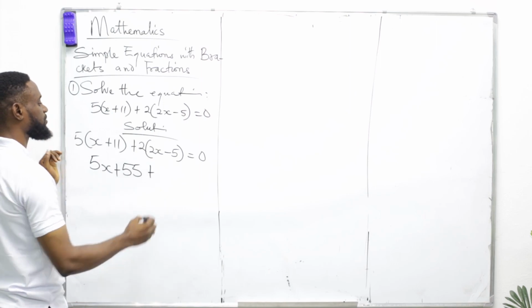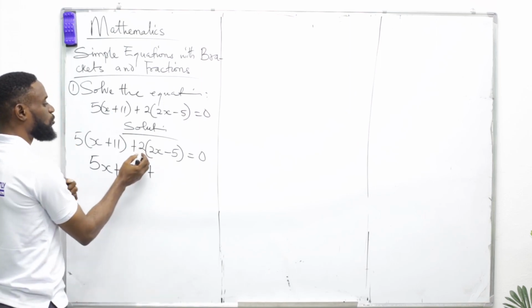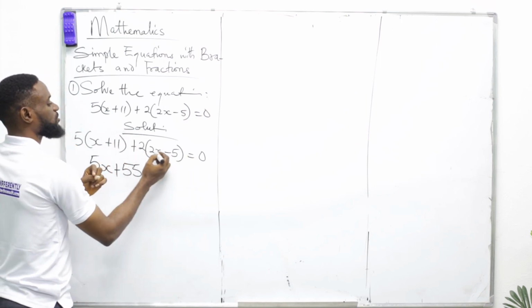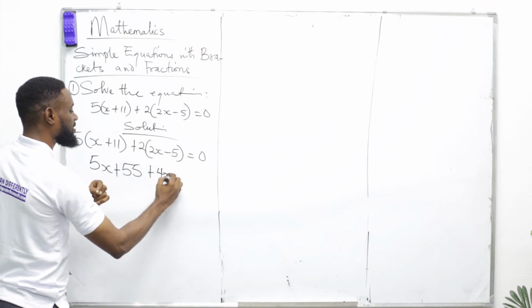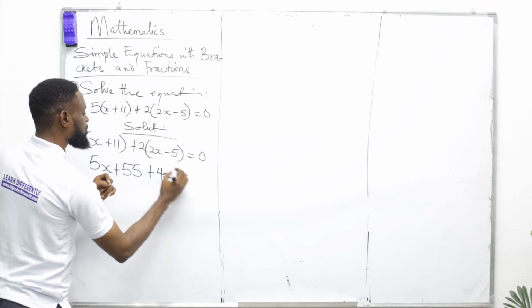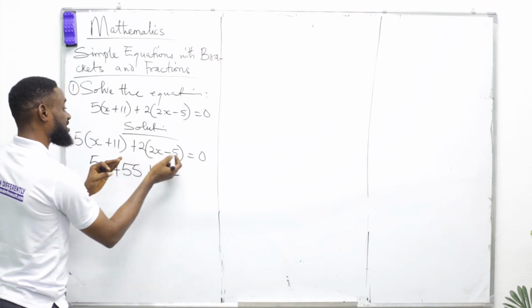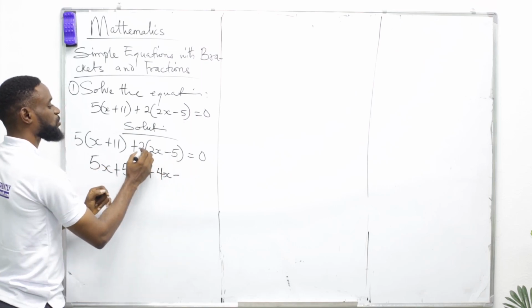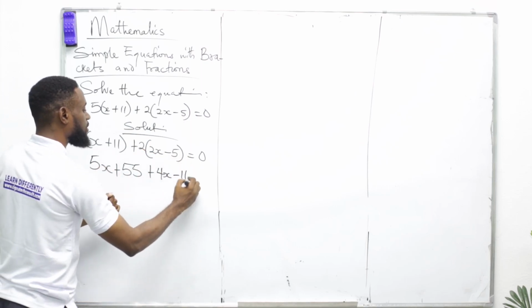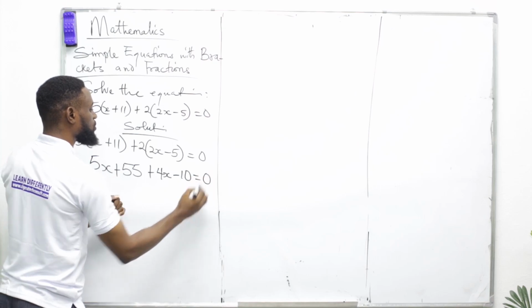Then plus 2 times everything here, 2 times 2x will give us 4x, minus 2 times minus. So 2 times this, plus times minus is minus. That's why I say minus. So 2 times 5 is 10. So this is equal to 0.